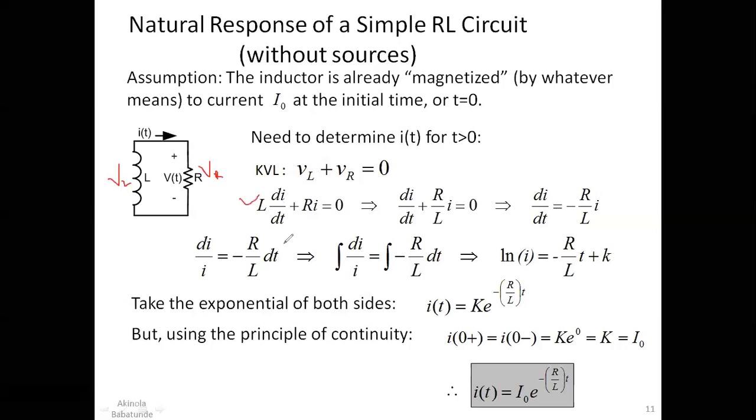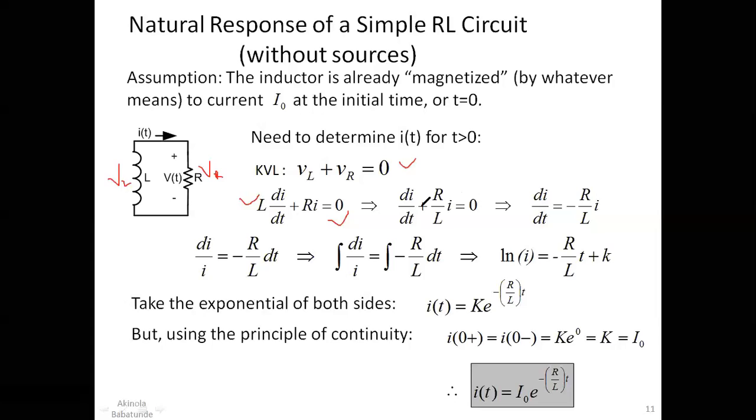We dealt with this when we were talking about the steady state: VL equal to L di/dt. And from Ohm's law, we know that VR, the voltage across the resistor, will be equal to IR, or RI. Adding both of them together gives us 0. If you rearrange and divide all the elements in this equation by L, what you have left is di/dt plus R over L times I equal to 0.